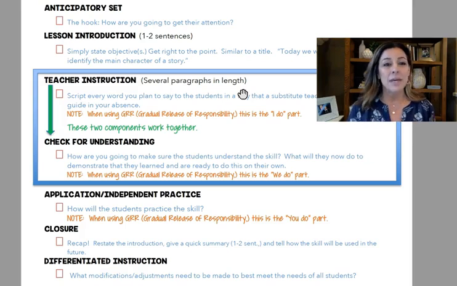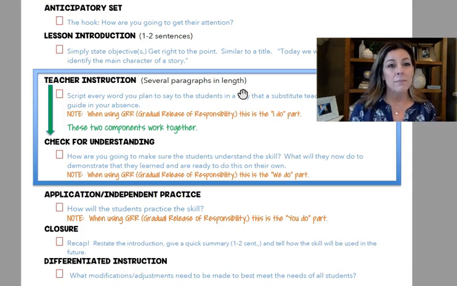Sometimes it may be some kind of a prop at the front of the room that goes along with the lesson, or even a book. Imagine a picture book just propped up in front of the room, and the students know that this has something to do with the lesson. And again, it's getting their attention.